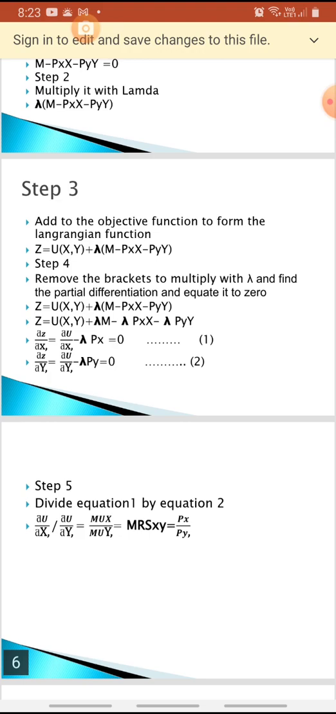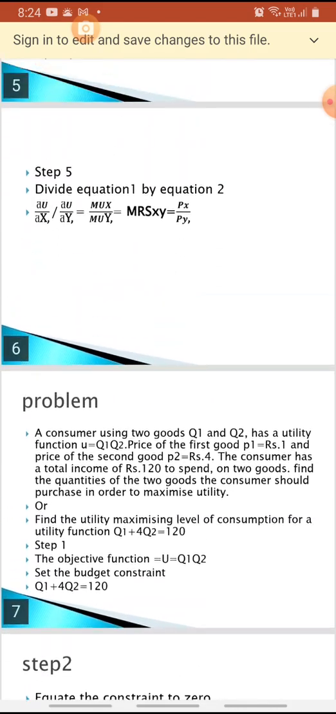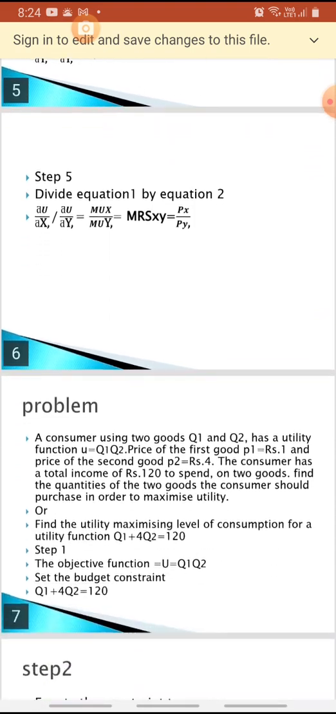Then step 5, that is divide equation 1 by equation 2. Equation 1, that is dou u by dou x, divided by dou u by dou y. So we will get marginal utility of x by marginal utility of y, that is MRS xy, that is equal to Px by Py. This is the proof for the function.